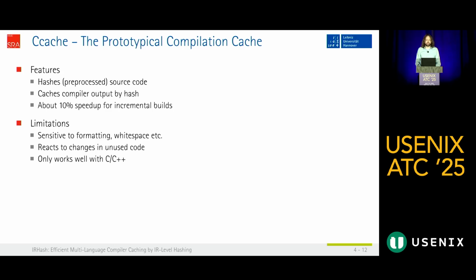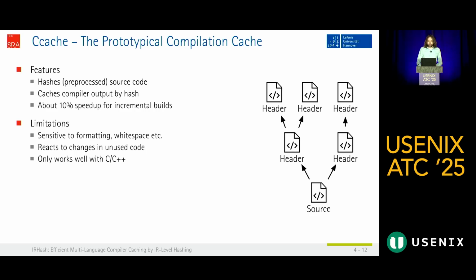But Ccache has its limitations. First of all, it's sensitive to formatting and white space changes, which maybe is okay, but the bigger problem is that it reacts to changes in unused code. If you think about it, most of the time you have your source code, and the source code includes multiple headers, which include transitively more headers and so on. And if a change occurs in any of those headers, no matter if the function is used or not, Ccache will recompile. And also, Ccache only works with C and C++. There's support for more languages, but the main focus is on C and C++.